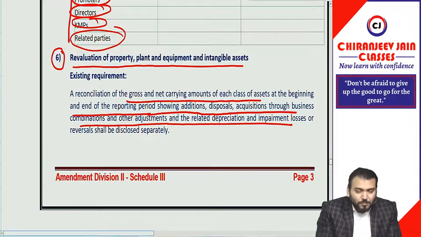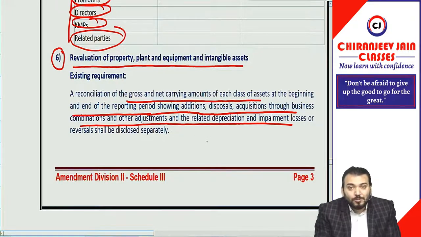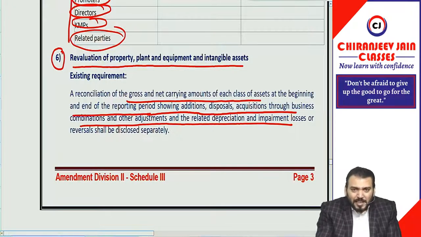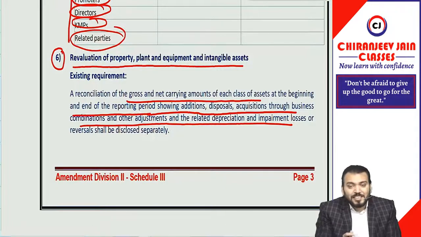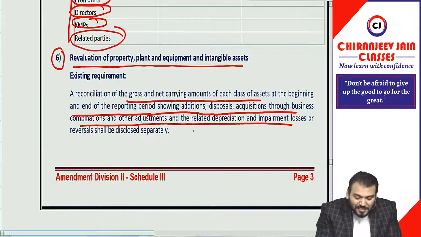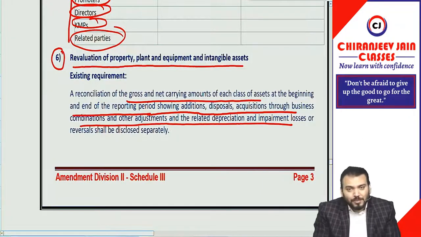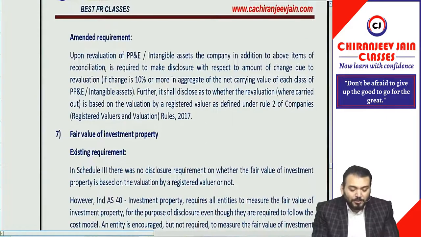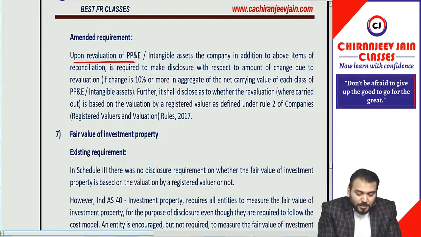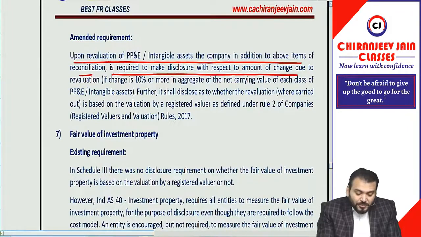In this, there was one item which was missing, that any reconciliation which is required due to revaluation of assets. Can you say, as per Ind AS 16, as per Ind AS 38, revaluation model can also be applied. Whenever there is a revaluation, gross carrying amount will change due to revaluation, but it was not given in this disclosure. So that point, I think it was by mistake omitted, which is now included in the disclosure. So what now they want to say is that upon revaluation of PPE and intangibles, a company, in addition to the above items of reconciliation, is required to make disclosure with respect to the amount of changes due to revaluation.